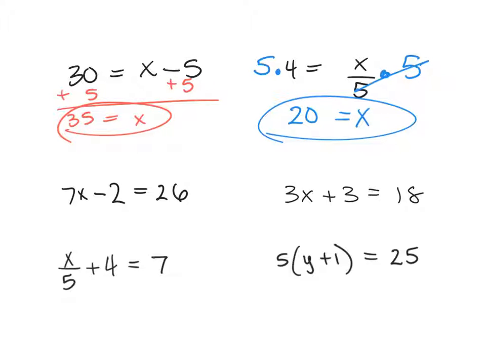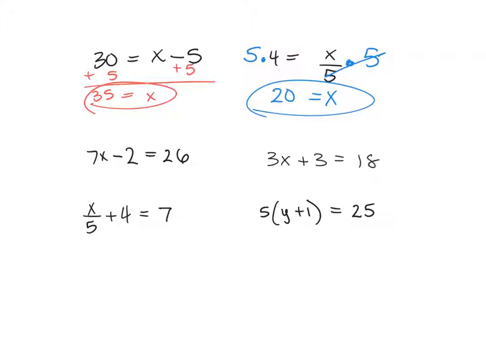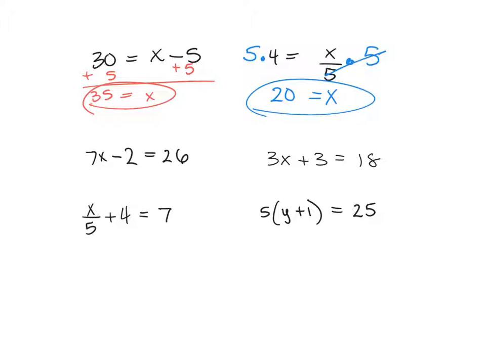All right, the 7x one. What is the first thing that I need to do to the 7x minus 2? You add 2. You add 2 to the 26, and you get 7x is equal to 28, and then I divide by 7, and I get x equals 4.